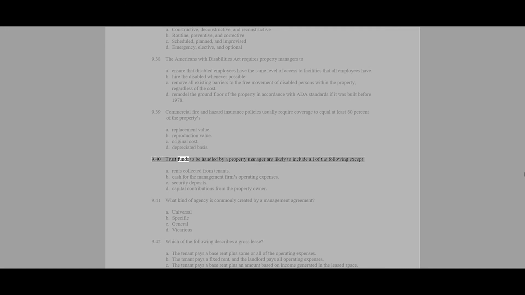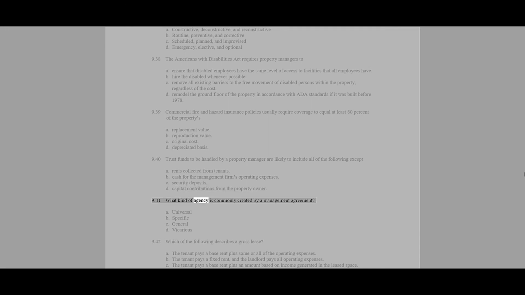9.40 Trust funds to be handled by a property manager are likely to include all of the following except A. Rents collected from tenants. B. Cash for the management firm's operating expenses. C. Security deposits. D. Capital contributions from the property owner.